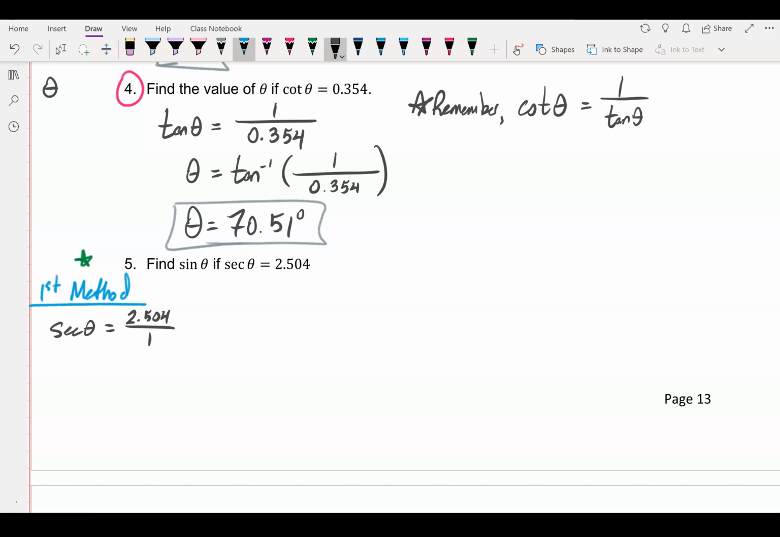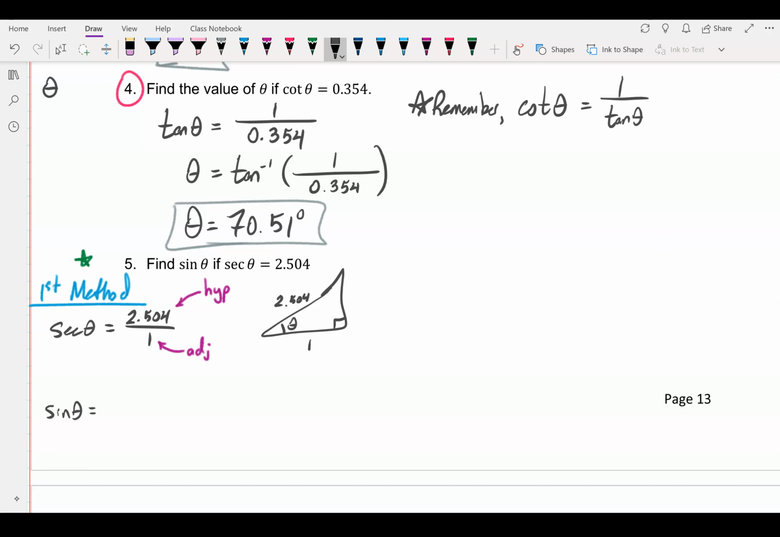Now bear with me here. The reason I do that is because secant, if we go all the way back to our rules, secant is the hypotenuse over the adjacent. That's its definition. And so if we had a triangle, for example, we would know 2.504, and we would know the adjacent side to some angle would be 1, okay?